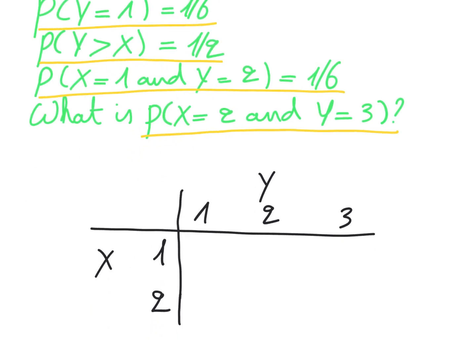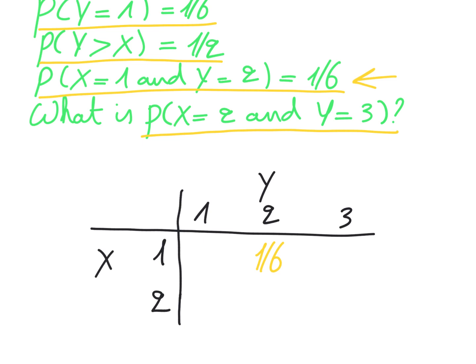Let's use this information to complete this little diagram. In this diagram, I want to write down all the different probabilities, the probabilities that x is 1 and y is 1, the probability that x is 1 and y is 2, and so on. So actually this diagram represents the joint probability mass function of x and y. So far, there's only one thing we know. We know what the probability is that x is equal to 1 and y is equal to 2. We already know that that is 1 over 6.